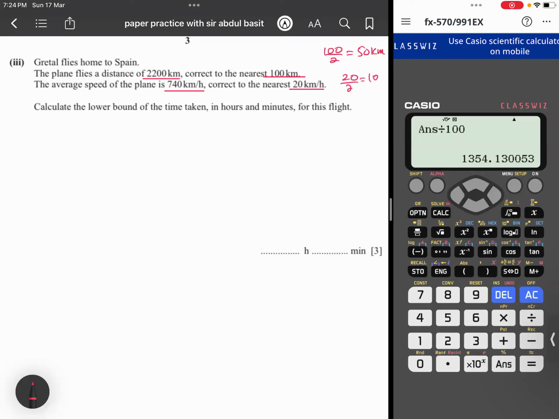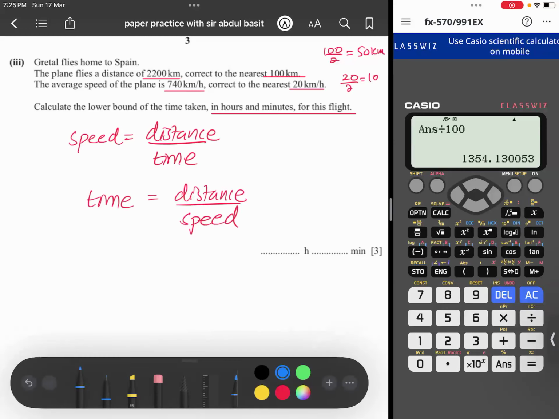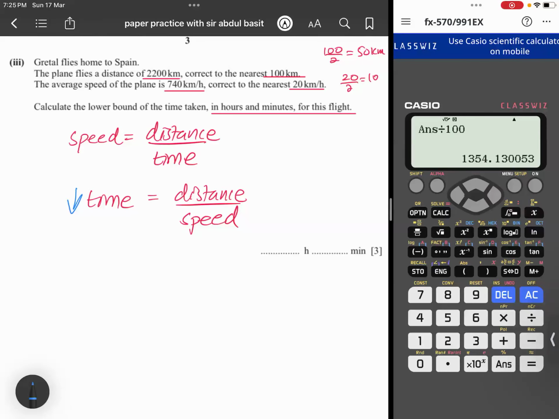Calculate the lower bound of the time taken in hours and minutes for this flight. Beta, we know that speed is equal to distance divided by time. We need to find the time, so time is equal to distance divided by speed. According to the examiner, we need the lower bound of time, so distance will go lower bound and speed will go upper bound. So distance is 2200 minus 50, and speed is 740 kilometers per hour, sorry, plus 10.